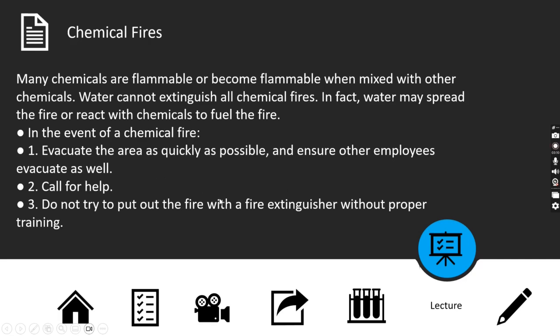Chemical fires. Many chemicals are flammable. In the event of a fire, if it happens in our lab and you're one of my students, just get out because you're not trained on how to put out a fire. I should be calling for help, but if for some reason I'm incapacitated, knocked out, whatever, you can call for help. Do not try to put a fire out with a fire extinguisher without proper training. So just leave and call 911 if needed.